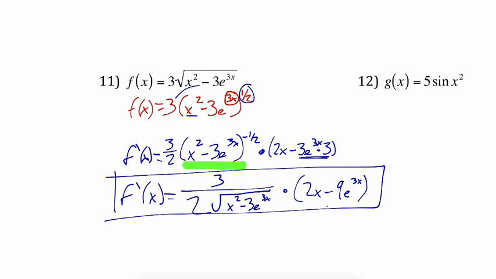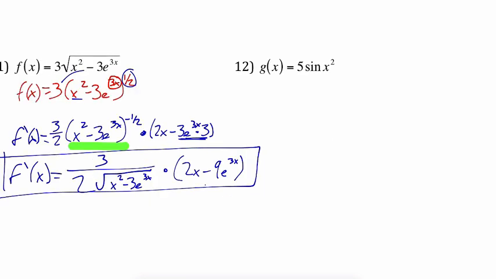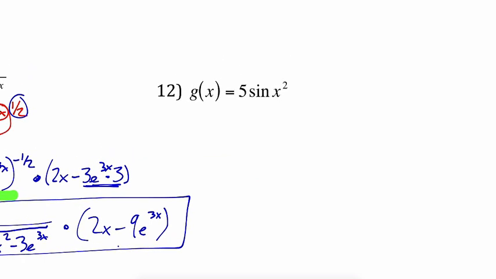Last one, actually probably one of the easier ones from this. 5 times the sine of x squared. So we do have an inner function here. That's our inner function right there. So let's do the outer part first.